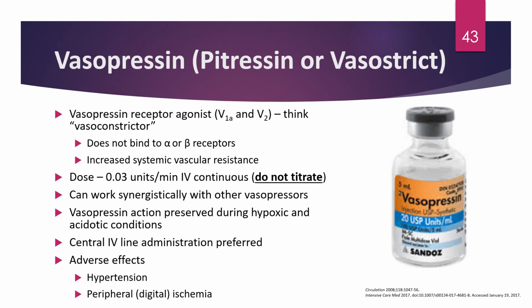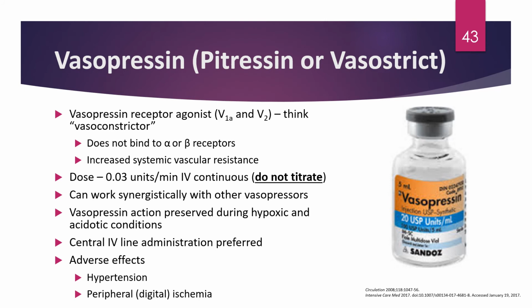Vasopressin is also known as pitressin or vasostrict. It activates the V1A and the V2 receptors. Think of this one only as a vasoconstrictor, though. It does not bind to alpha or beta receptors, but it does bind to the V1A and the V2, which are in our periphery. And whenever that happens, you actually increase systemic vascular resistance by the vasoconstriction component. Generally, this one is set at a set dose. Usually, the dose is 0.03 units per minute IV continuous.